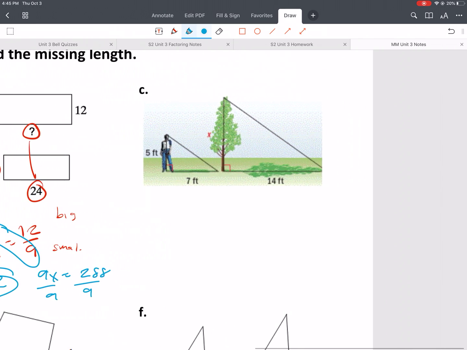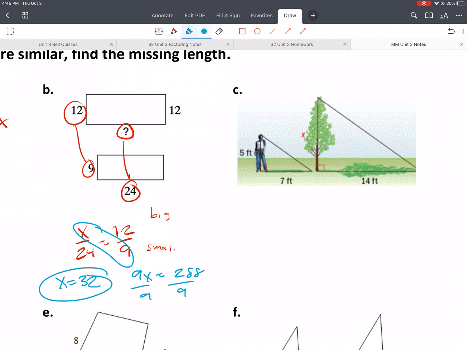Okay, here's another example. This is kind of like a real world situation. Say you were outside walking around and you know yourself that you are 5 feet tall, okay? And you measure, maybe you have a measuring tape or whatever, or you just pace, you could use how many feet you have, okay? We're just going to say it's 7 feet, okay?